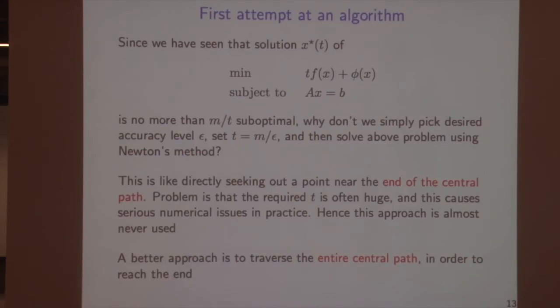If we just start off from an arbitrary starting point, that tends not to work well at all. And I say this method is almost never used. A better approach is to traverse the entire central path in order to reach the end. So the central path is really just an object that we study because we care about its endpoint.